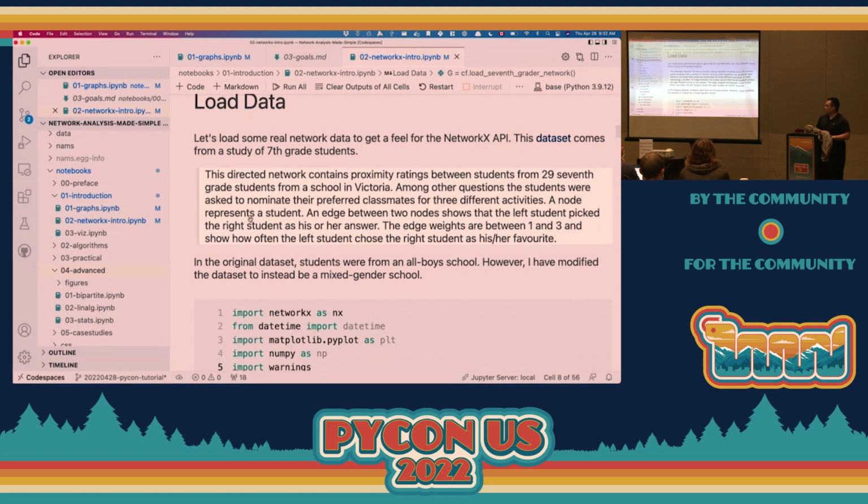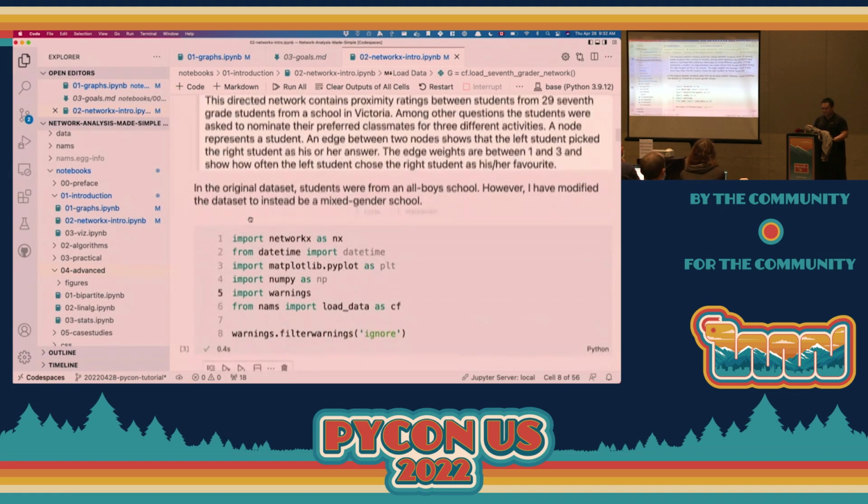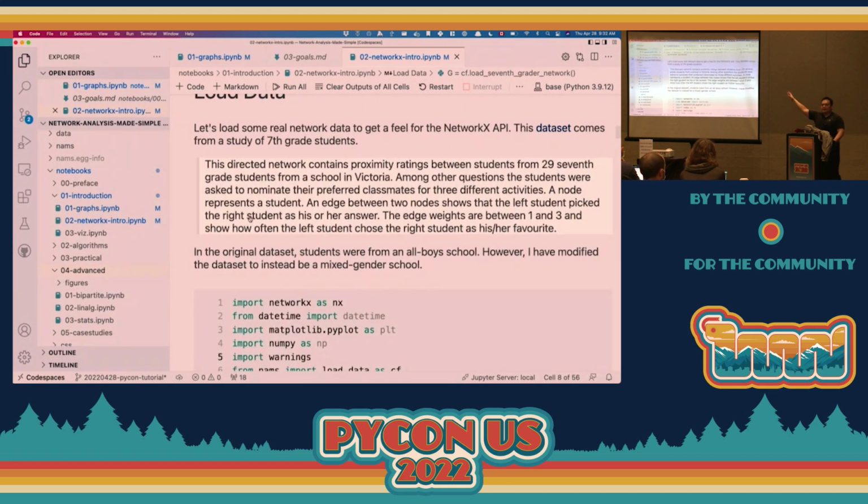And we're going to try to do a few things where we manipulate the graph and query the graph for information. So this graph that we're going to load is a study of 7th grade students in Victoria, I believe, Australia, not British Columbia, my hometown.